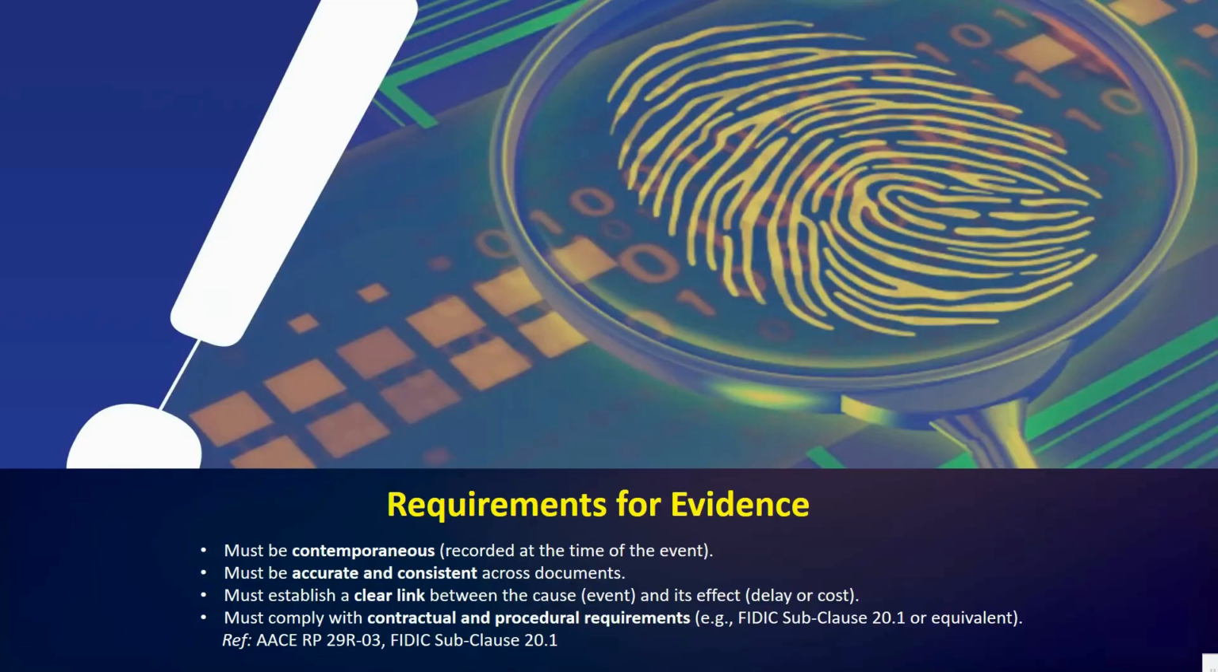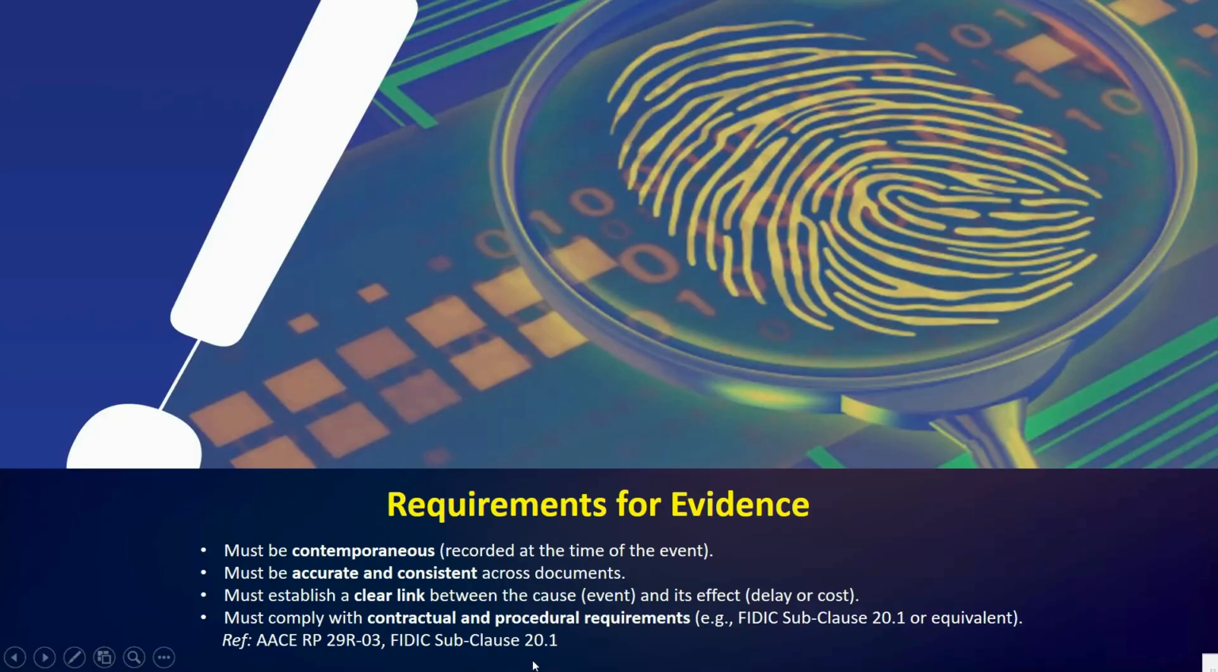Next, it must be accurate and consistent across documents. All your records must match each other. Dates, quantities, and events in reports, schedules, and letters should not have any conflict. Next, it must establish a clear link between the cause event and its effect, delay or cost. The evidence should clearly connect the event cause with the impact, such as delay or cost increase.